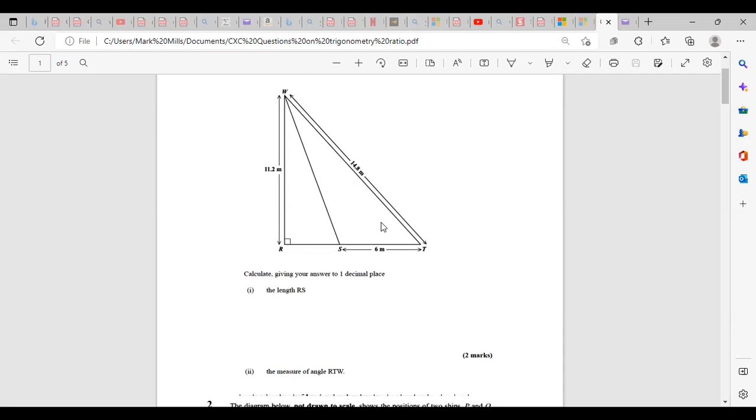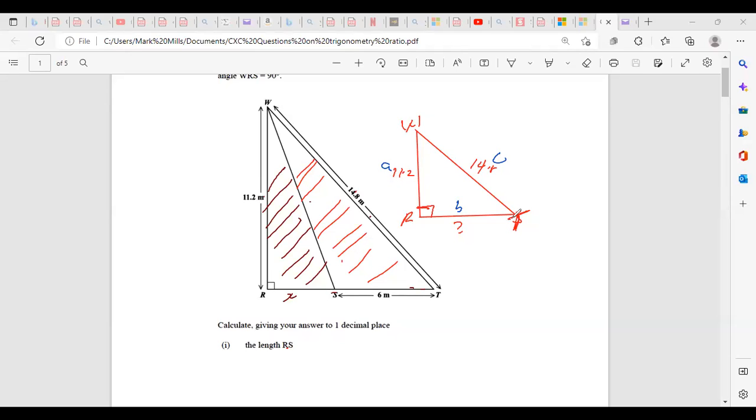I need you to write this question down for me, everybody. Right? So we are going to use WRT. We are going to find RT first. So we use the Pythagoras, C square is equal to A square plus B square. So it'd be 14.8 square, equal to my A, 11.2 square, plus my B, which is RT square. Follow me through. What is 14.8 square? Anybody can tell me? 219.04. Okay, thank you.